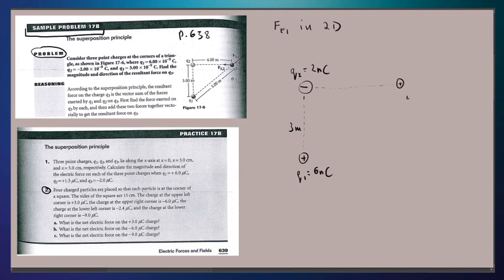Okay, so Q3, 5 nanocoulombs. Now nano is 10 to the minus 9th. So I'm going to put this here. Nano, that's 10 to the minus 9th. Okay. This distance here is 4 meters. Since this is the right triangle, and I have 90 degrees here, this here would have to be 5 meters.